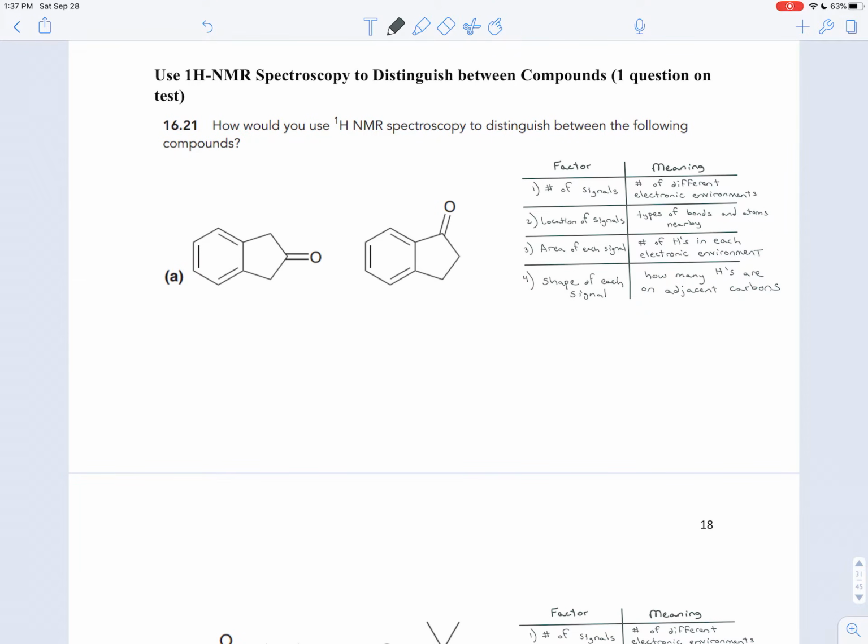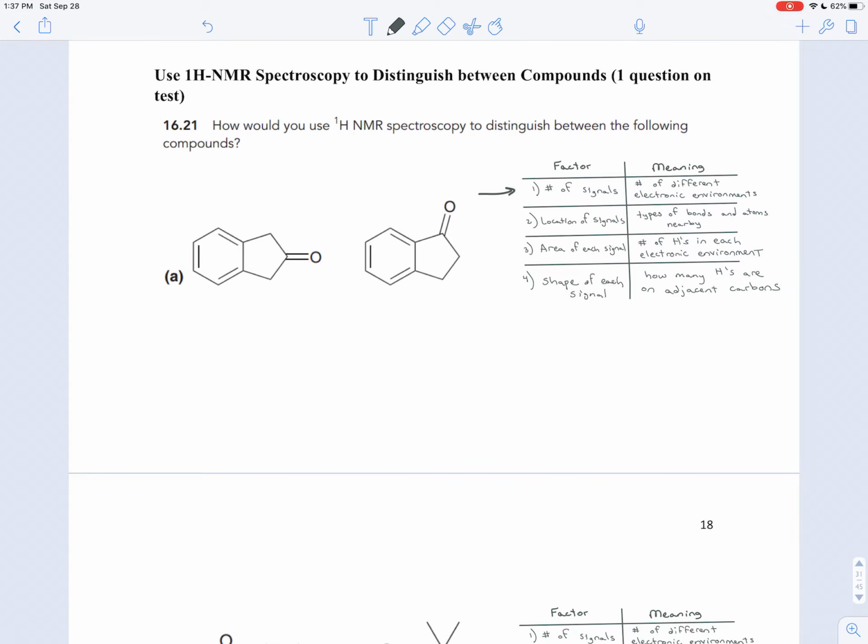Exercise 1621 is asking you how you would use an H1-NMR spectrum to distinguish between two compounds. And so what you'd want to do is look at the four different pieces of information that you would get from an NMR spectrum, and see how one of those would be different in the two compounds. Now you'll work your way down.